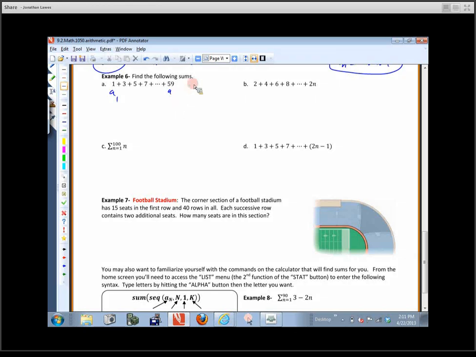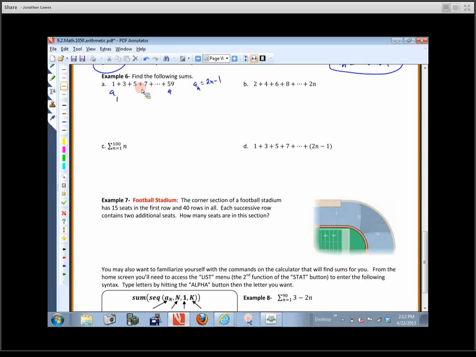So what we have to do is figure out a formula. The formula for this is A sub n equals 2n minus 1, if we figured out what it is. So everybody see the common difference is 2? Common difference would be 2, right?